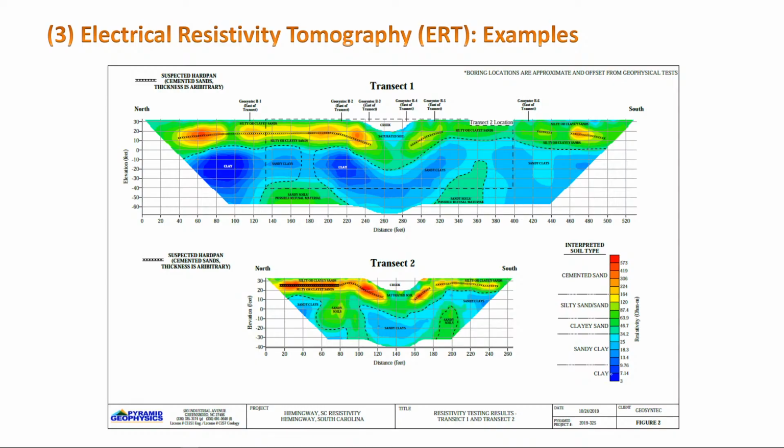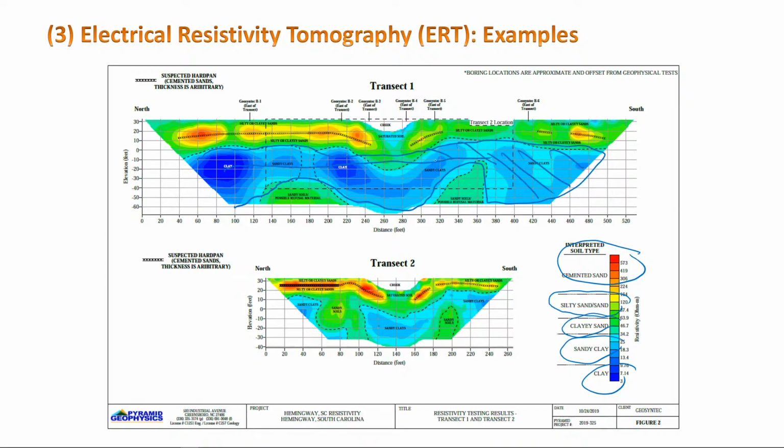So you see here, this is low resistivity, and this is high resistivity. So that would be clay, that would be sandy clay, that would be clayey sand, that would be silty sand, and that would be cemented sand, which would have the highest hydraulic conductivity. So I have clay here, clay here, clay here, clay here. If you interpret this, that's where your clay are. So does this sound familiar? Yeah, that's your confining unit. So here you have a confining unit here. Okay.